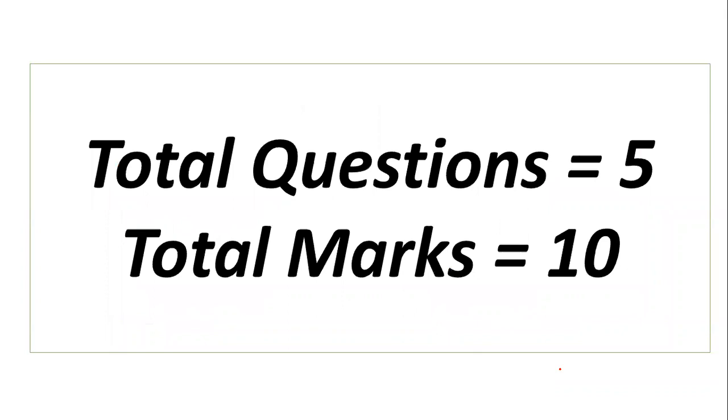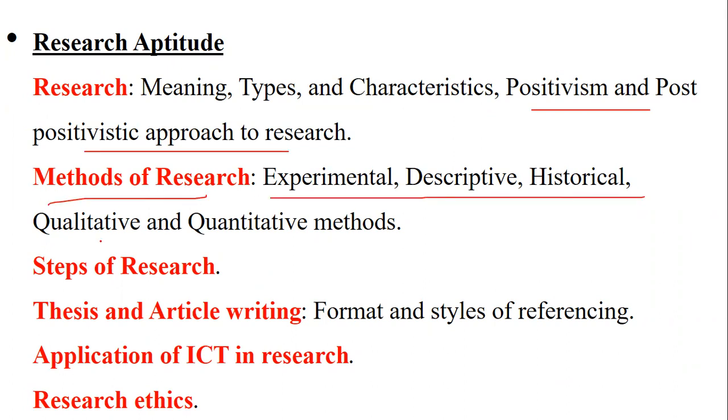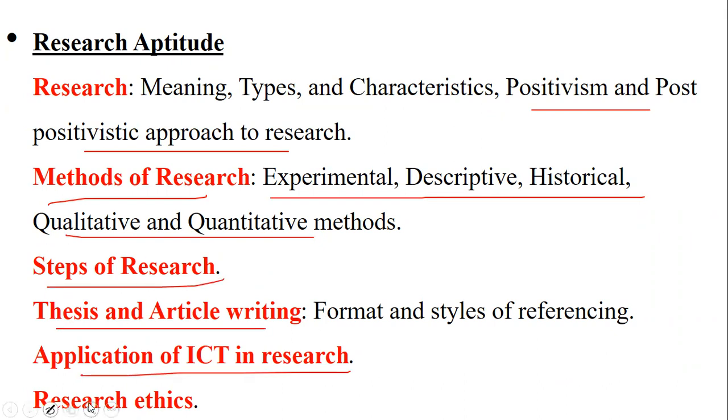Now, in research, you have a total of 5 questions. Total marks allotted is 10. The syllabus for research aptitude is basically the meaning, type, characteristics, positivism and post-positivistic approach, methods of research, which includes experimental, descriptive, historical, qualitative, and quantitative, steps of research, thesis and article writing, application, and research ethics.